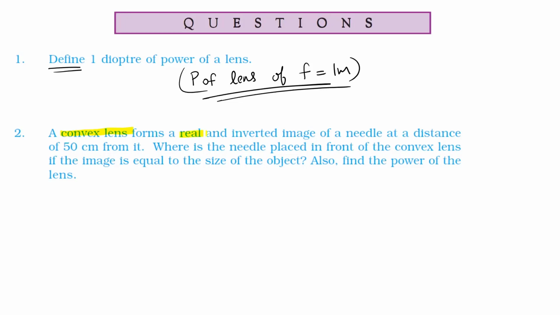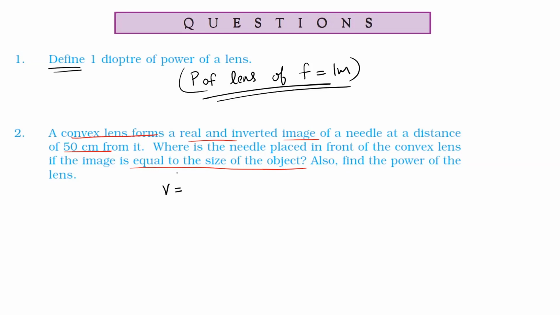A convex lens forms a real, inverted image. Again, very important, real inverted means magnification will be negative. So the needle is the object here. It forms a real and inverted image. So image distance is given, 50 centimeter. Now where is the needle placed? That means you need to find the object distance. And they have given one more condition, again very, very important: size of image is equal to size of object. So, convex lens, real and inverted, image distance is 50 centimeter, and size of image is equal to size of object.